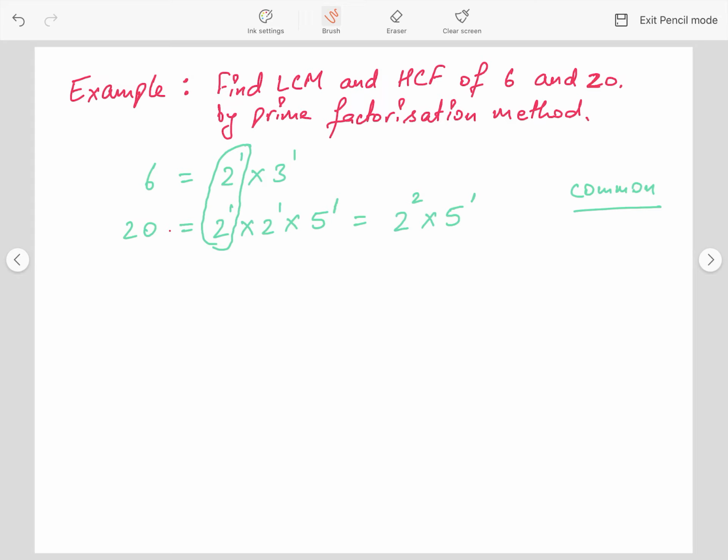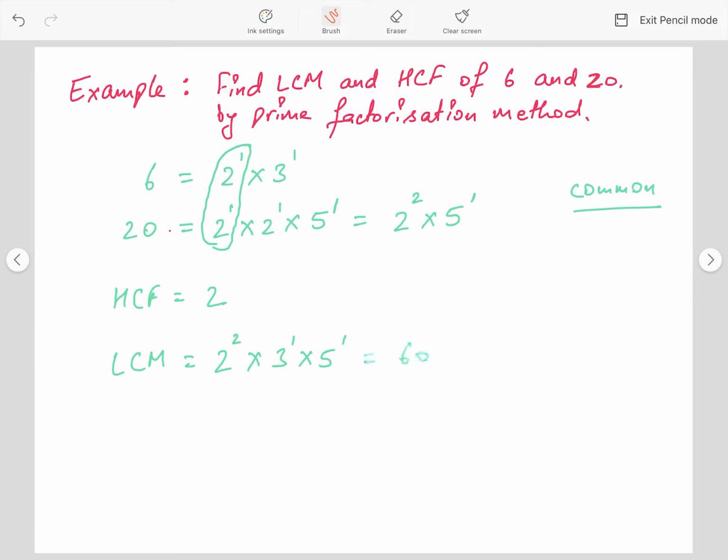Then for LCM, it is the product of the greatest power of each prime number. Here the word common is not used. Listen again: it is the product of the greatest power of each prime factor. So LCM will be 2 raised to the power 2 into 3 raised to the power 1 into 5 raised to the power 1. So LCM will be equal to 60.